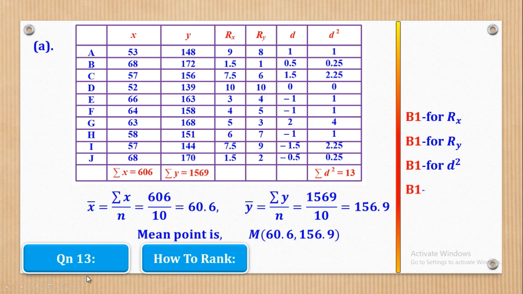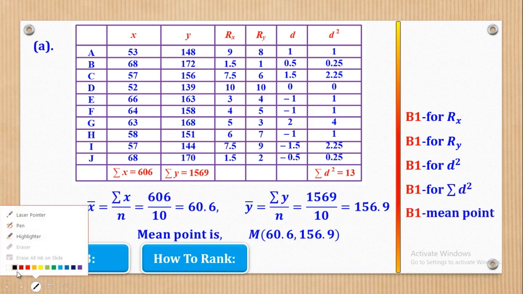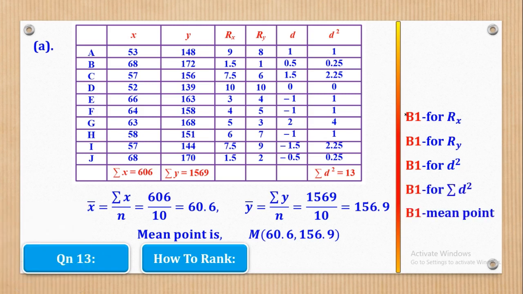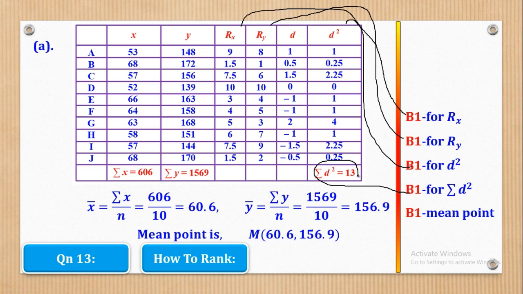Now before we go to the next slide, let us see how many marks we have got in this slide. So the first mark is for the rankings of x, and the second mark is for the rankings of y. The third mark is for these values of d squared, and this one is for you to sum them up, and this one is for the mean. So basically we've got 1 2 3 4 5.